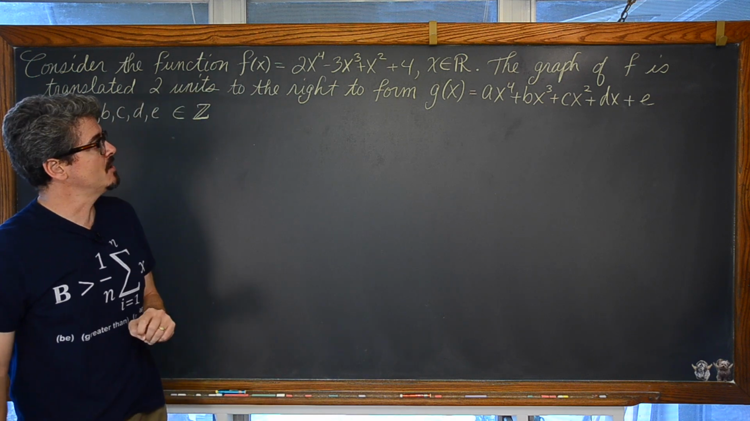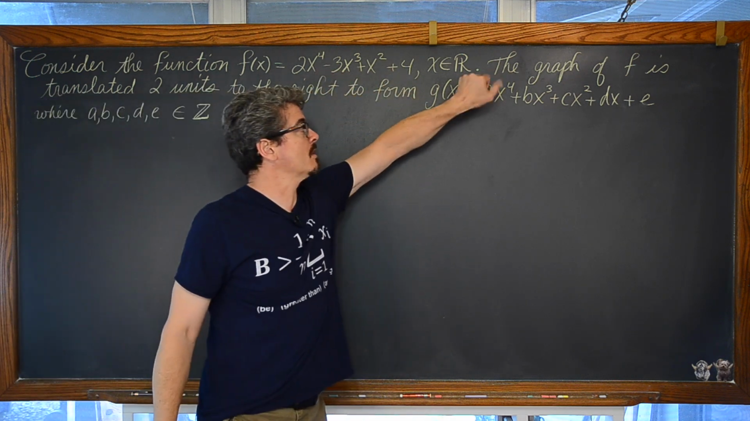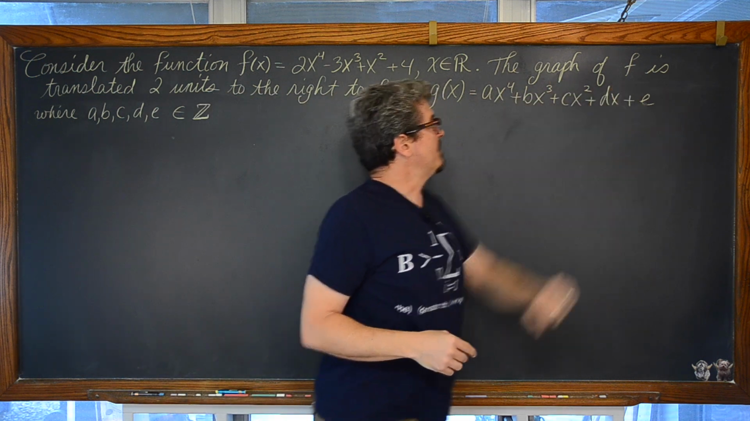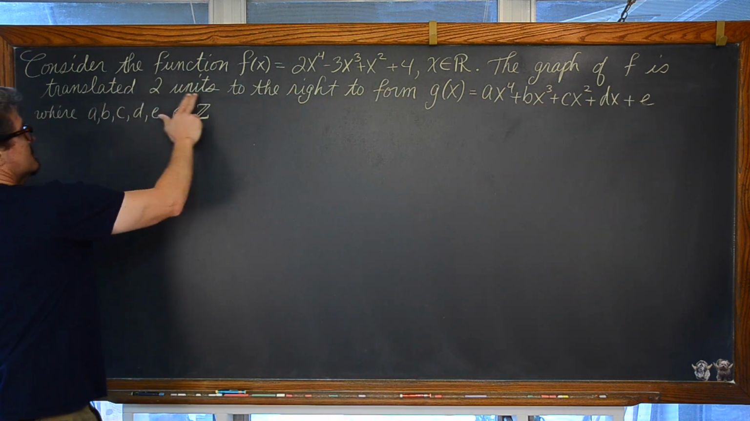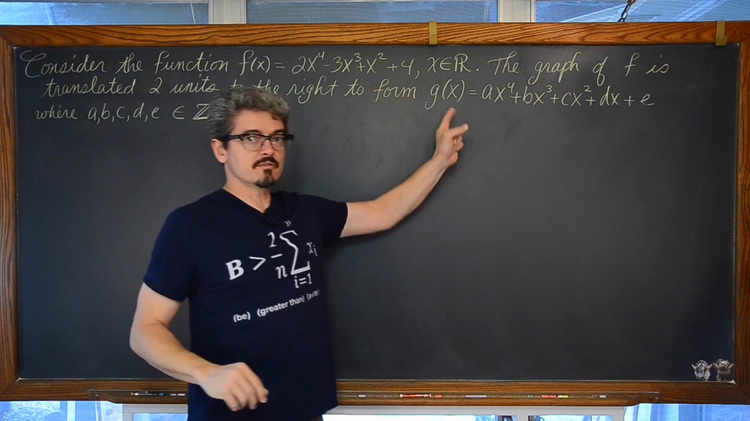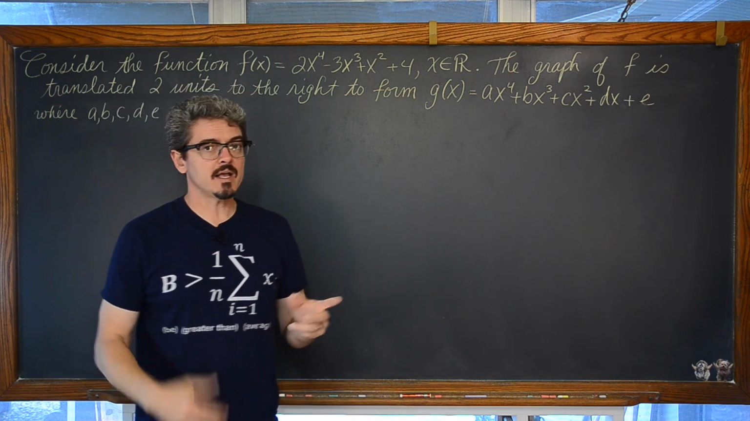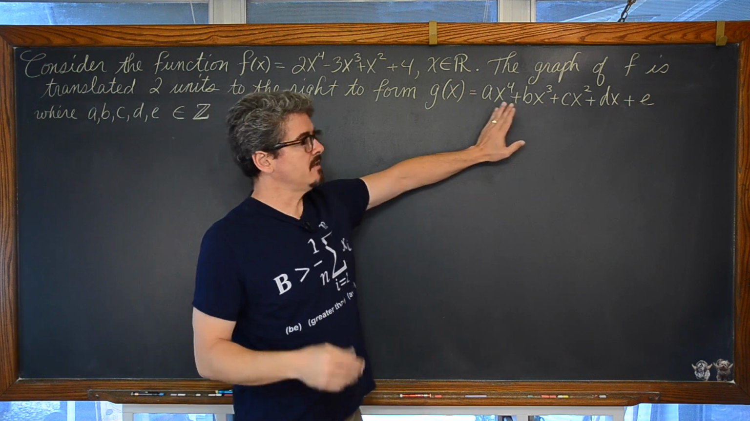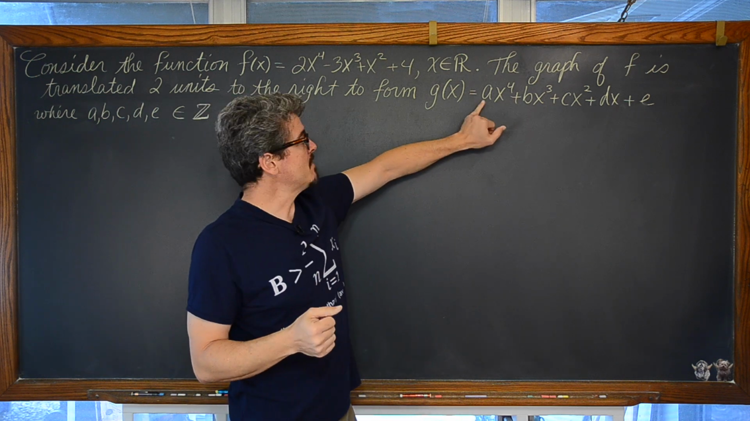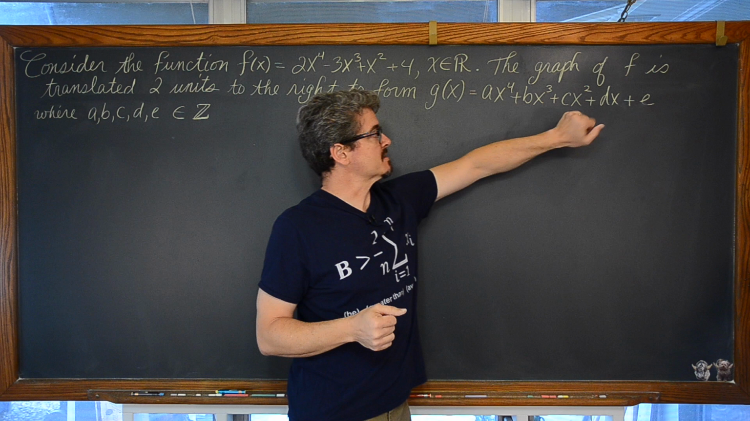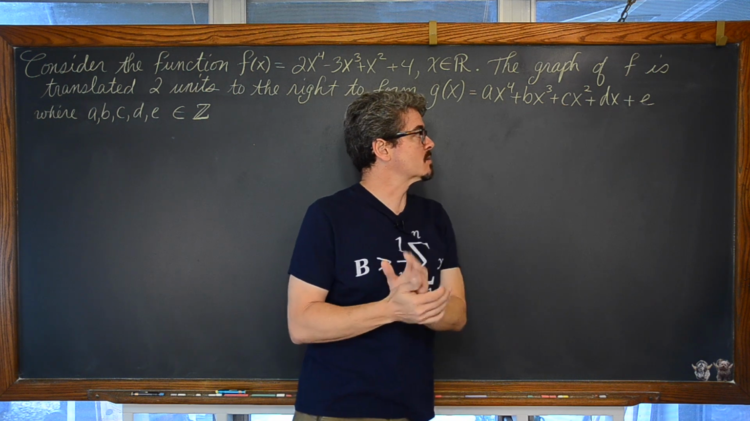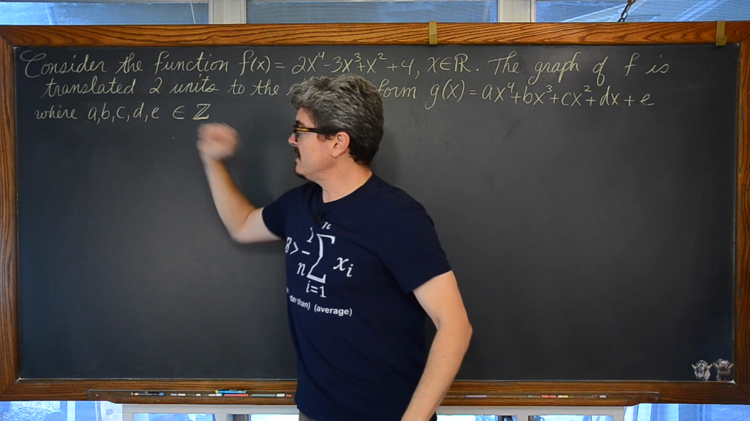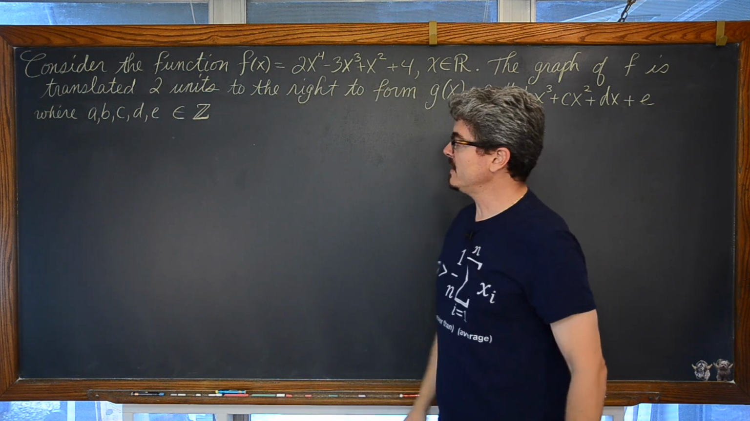So we have here, considering the function f of x is equal to 2x to the fourth minus 3x cubed plus x squared plus 4, where x is an element of real numbers, the graph of f is then translated 2 units to the right to form g of x. Now we want this function g of x, the transformed version of function f, in the expanded form of ax to the fourth plus bx to the third plus cx squared plus dx plus e, where a, b, c, d, and e are all elements of integers.